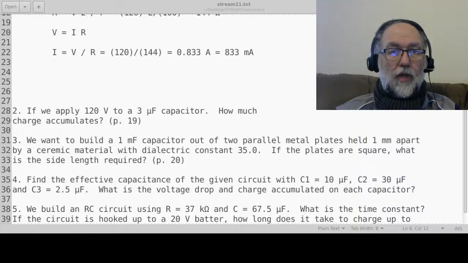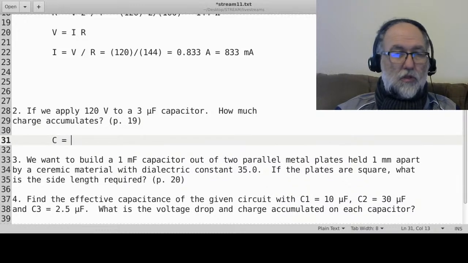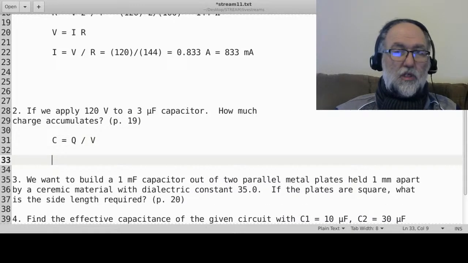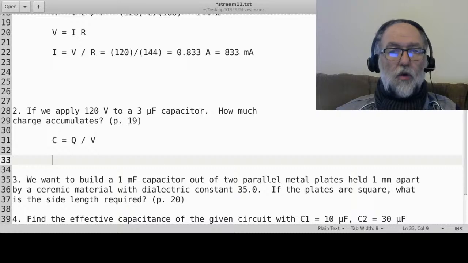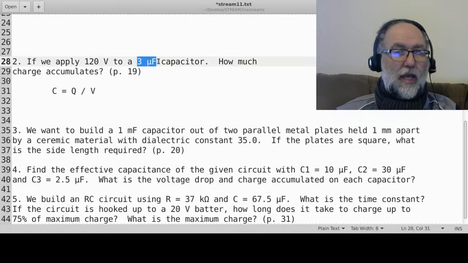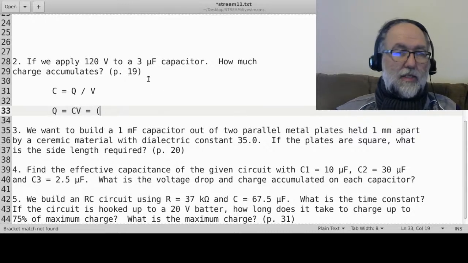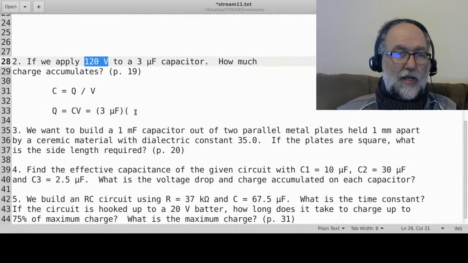This goes directly to the definition of capacitance, and capacitance is equal to the charge accumulated divided by the voltage. The capacitance in this case is 3 microfarad. We're solving for charge, so let me rearrange it and rewrite this as Q is equal to CV. The capacitance now is 3 microfarads, and the voltage is 120 volts.